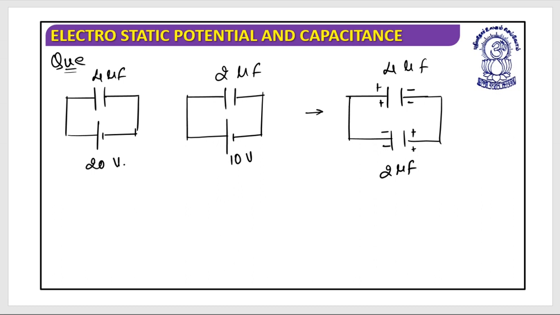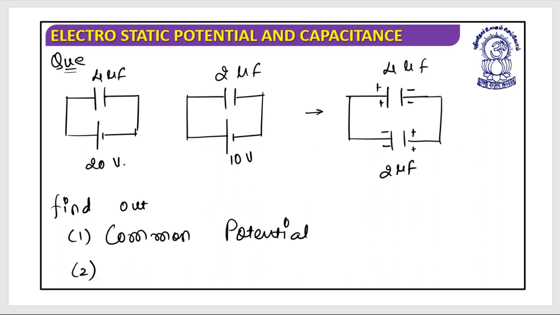Now you are interested in finding out, first, the common potential, and second, the energy lost. So you are interested in these two aspects. You need to find out the common potential and you need to find out the energy lost. So first look at this. Both the capacitors have been connected with their opposite polarity attached.